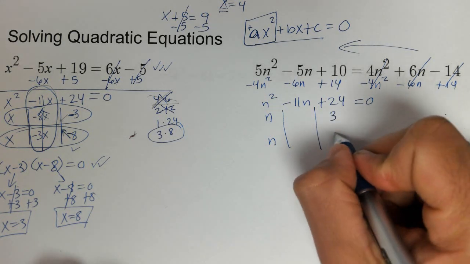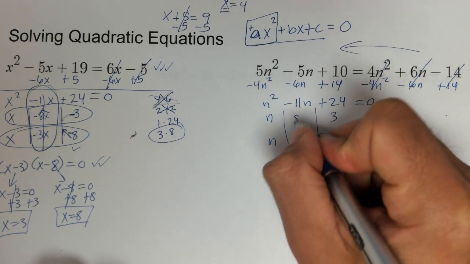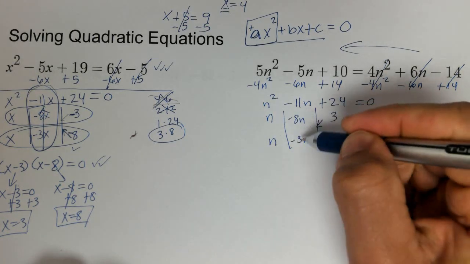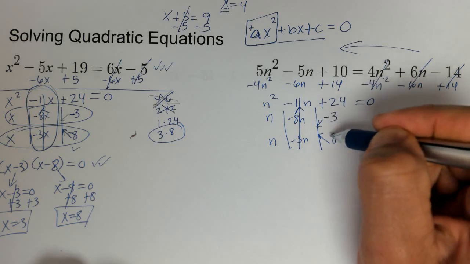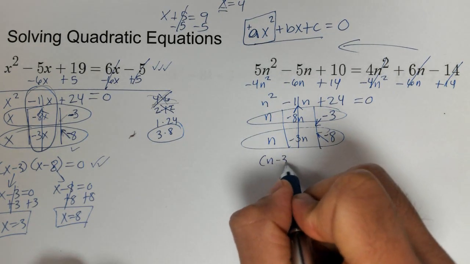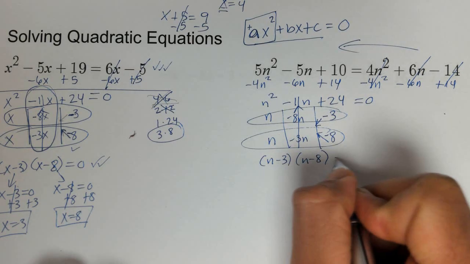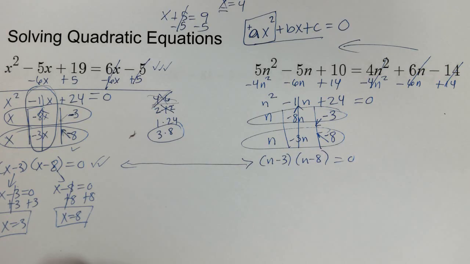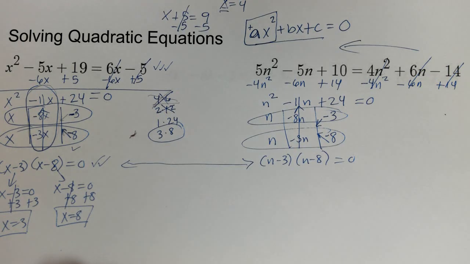This is still 3 times 8. I can cross multiply 8n, 3n, and if I make them both negative, I get negative 11. So this is exactly what we just did, right? N minus 3, n minus 8. It's the exact same problem. All right, let's try something different.